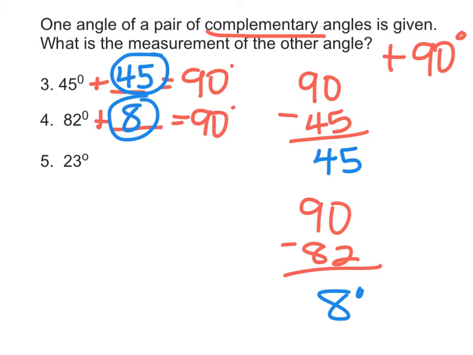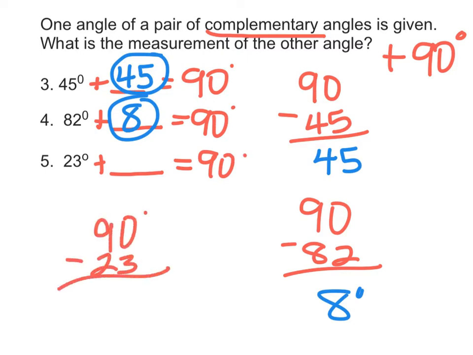Alright, 23. So we know 23 plus an angle is going to equal 90 degrees. So again, take your 90 degrees, subtract the one you know, 23, and you'll get your complementary angle. So in this case, 67. So 67 degrees and 23 degrees are complementary because they add up to equal 90 degrees.